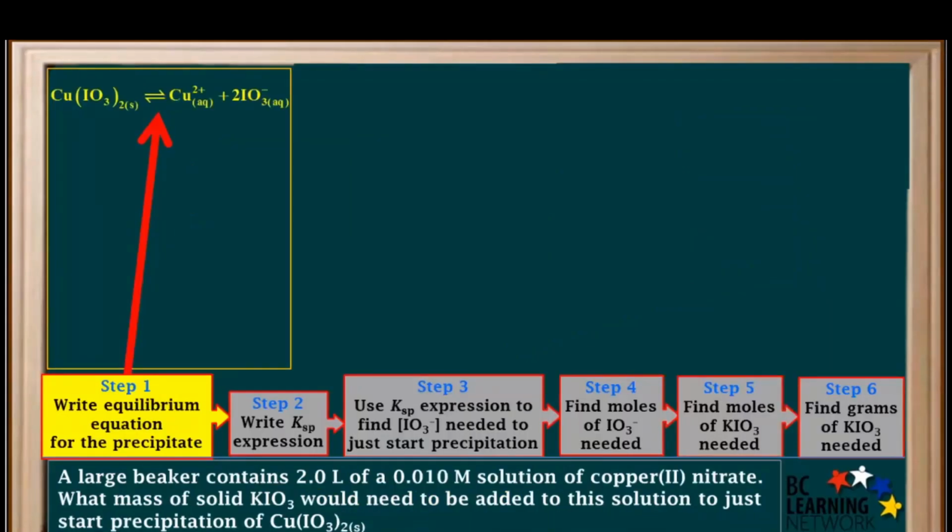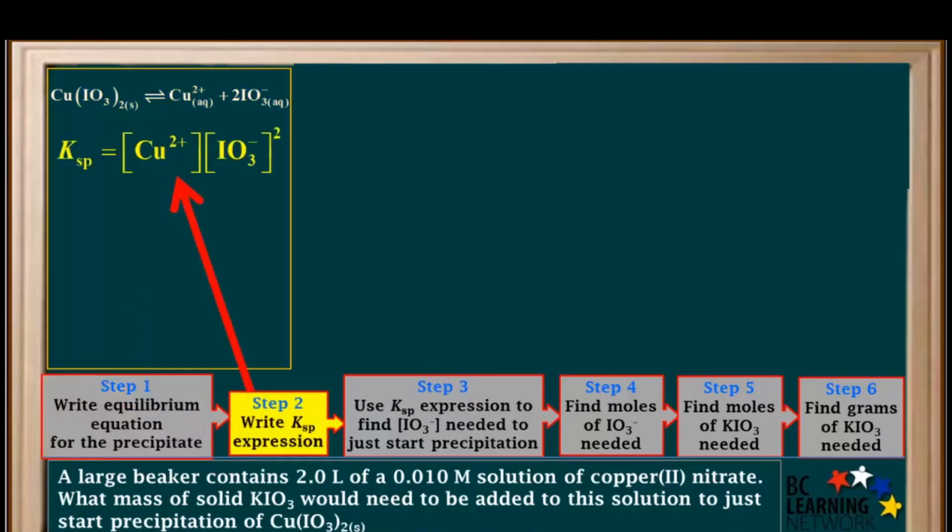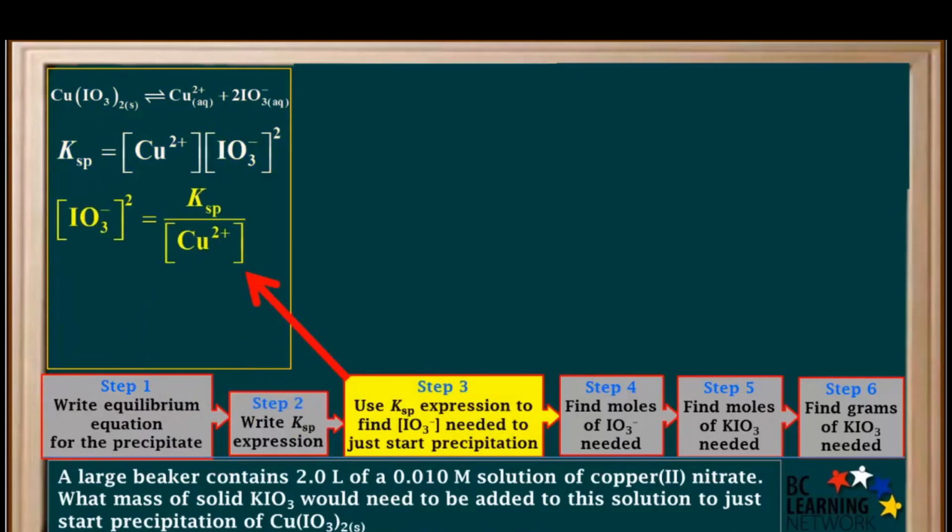We'll start by writing the equilibrium equation for copper 2 iodate. Notice there is one Cu2 plus and 2 iodate ions. The Ksp expression is Cu2 plus times IO3 minus squared. In step 3, we want to find the concentration of IO3 minus. We start by rearranging the Ksp expression to solve for the concentration of IO3 minus squared. Taking the square root of both sides gives us the concentration of IO3 minus is equal to the square root of Ksp over the concentration of Cu2 plus.